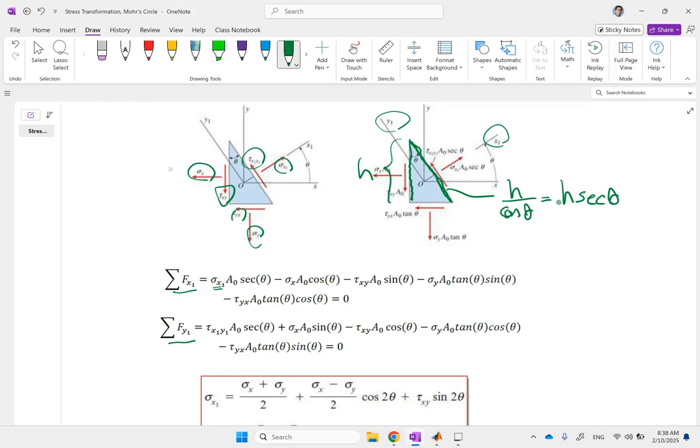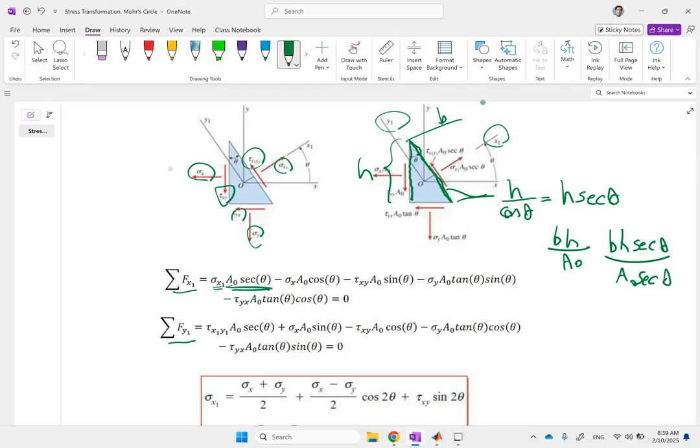As I said, the depth of them are the same, b, so one is going to be bh, the other one is going to be bh secant theta. If we call this one A naught, this is going to be A naught secant of theta. That's the area of this sloped surface. When you multiply it by the area, this is going to be the total force in the x1 direction.